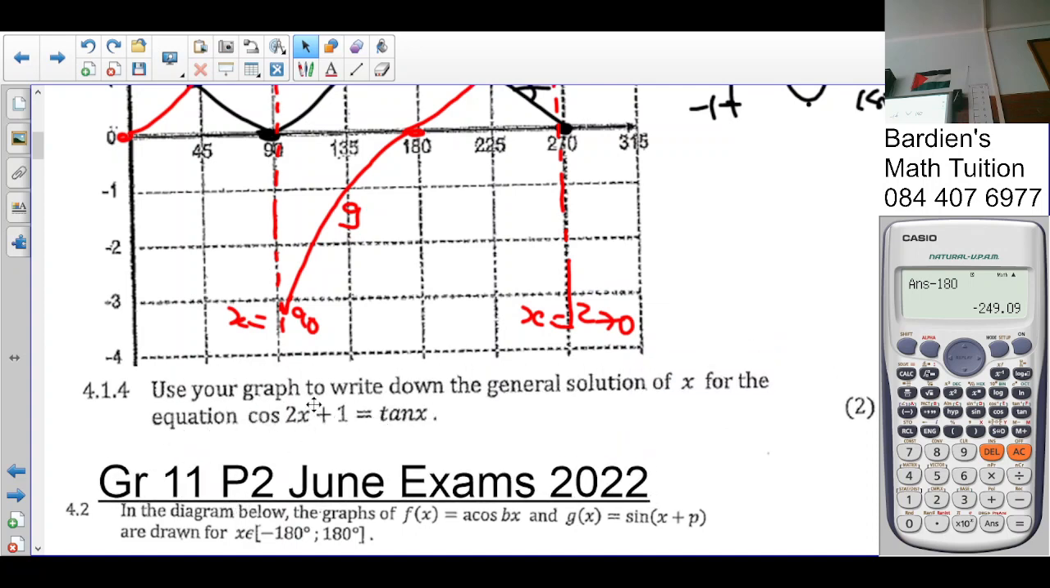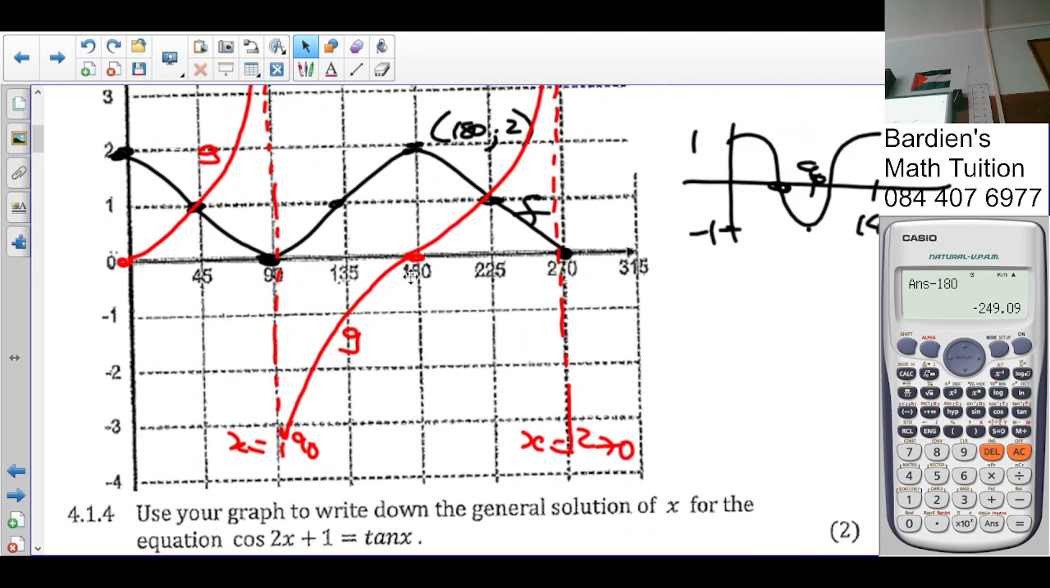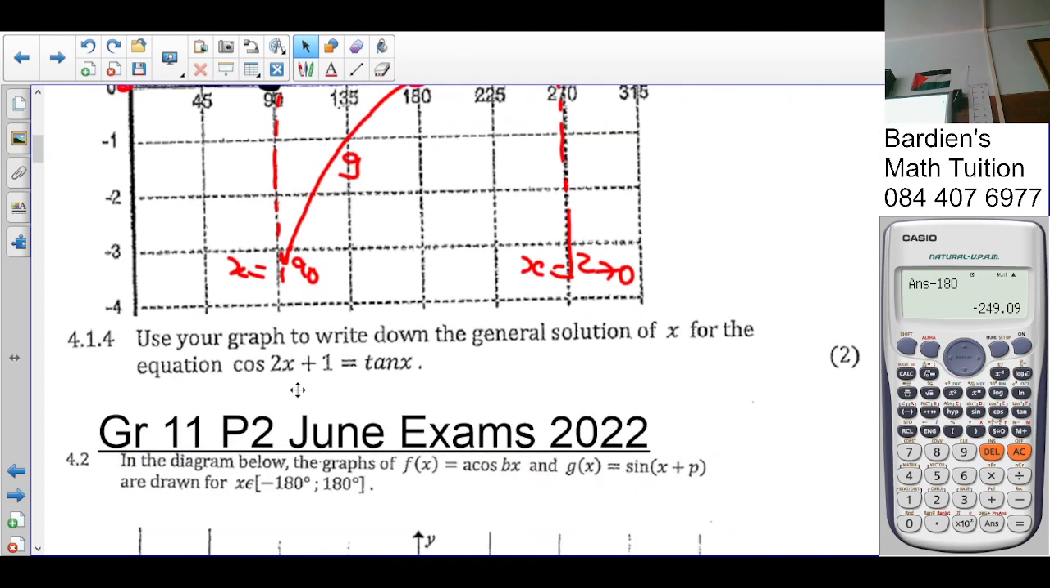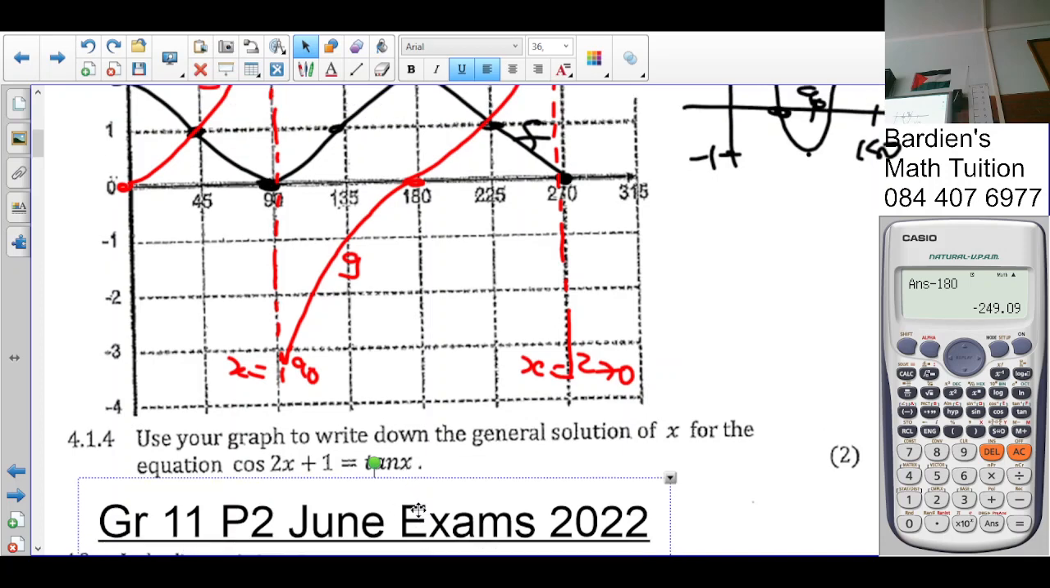It says, use your graph to write down the general solution. It's not talking about what is given. The general solution, so you must have k times whatever of x, with the equation cos 2x plus 1 is equal to tan x. What does this remind us of? It reminds us of these two given graphs here. So the solutions are where they intersect each other, not so?